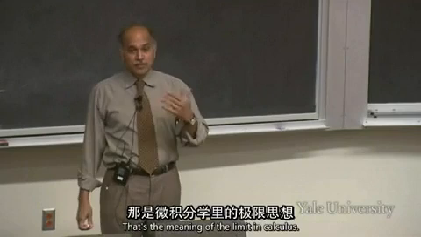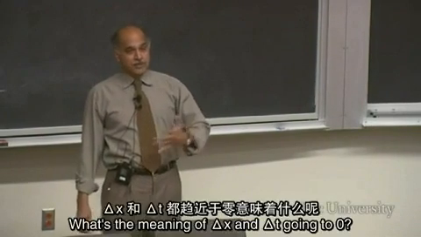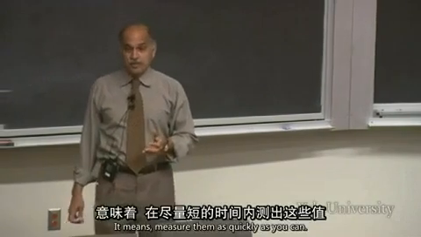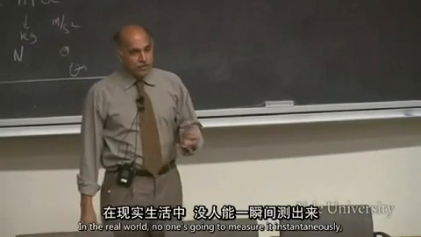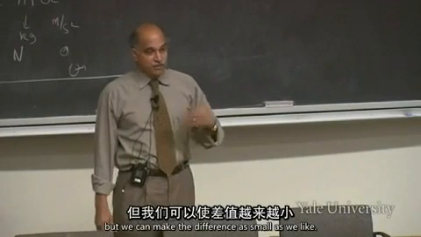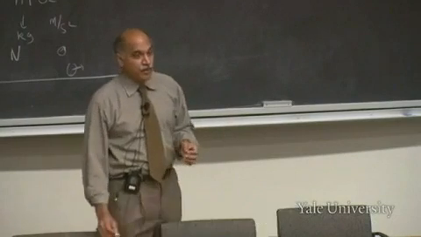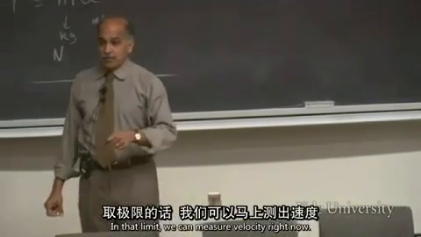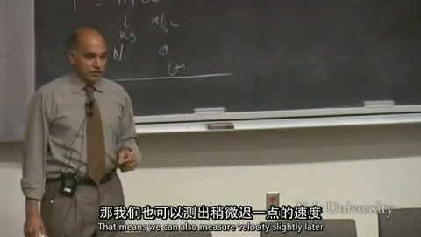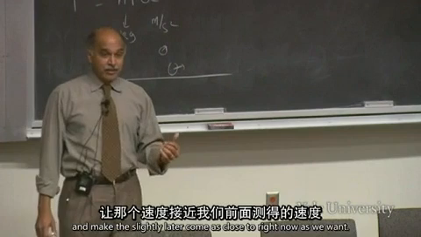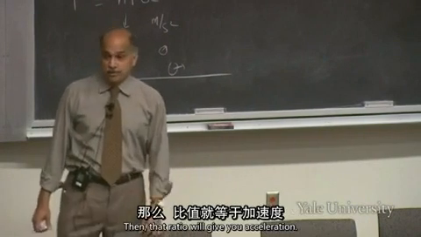That's the meaning of the limit in calculus. You take delta x and you take delta t. What's the meaning of delta x and delta t going to 0? It means measure them as quickly as you can. So in the real world, no one's going to measure it instantaneously, but we can make the difference as small as we like. Mathematically, we can make it 0. So in that limit, we can measure velocity right now. That means we can also measure velocity slightly later and make the slightly later come as close to right now as we want, and then that ratio will give you acceleration.